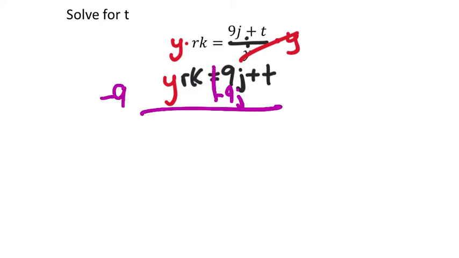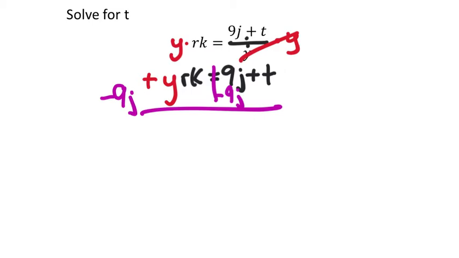Now I'm doing this on purpose here. I'm purposely placing the 9j, negative 9j, away from this term y times r times k. And that's because they're not like terms that I can combine. Okay, so why were we able to combine the y with the rk? Because it was multiplication. But this is subtraction, right? So now may be a good time to show that the y was positive, or that whole term was positive.